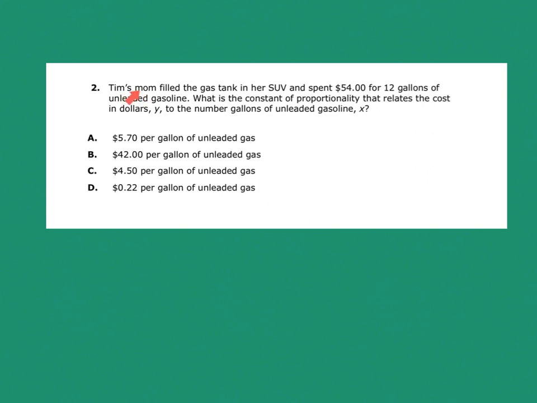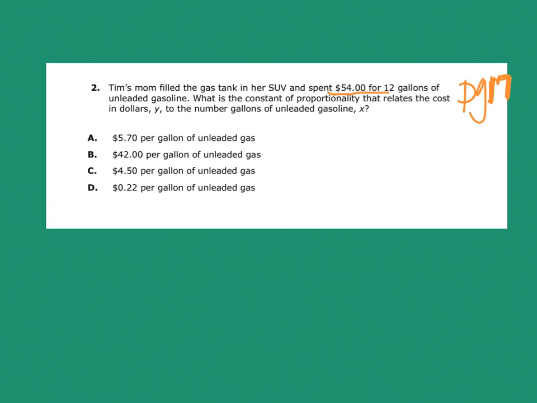Question 2, Tim's mom filled the gas tank in her SUV and spent $54 for 12 gallons of unleaded gas. What is the constant of proportionality that relates the cost in dollars to the number of gallons used? Basically, we're talking about a unit rate, and this is also real close to that in our journal. It is on page 17, unit rates.